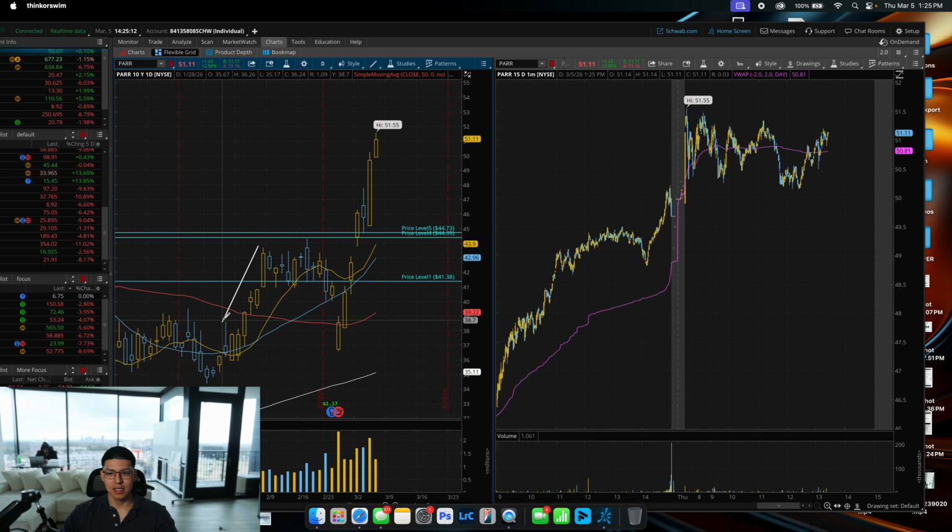The first thing is we're going to watch for a stock that has made a huge move up to the upside. The second thing is that all of the SMAs are going to be stacked up in numerical order: 10, 21, 50, and 200.